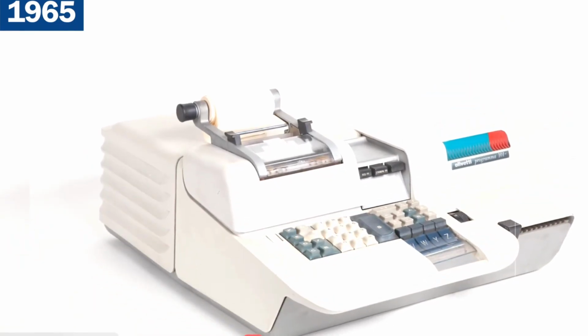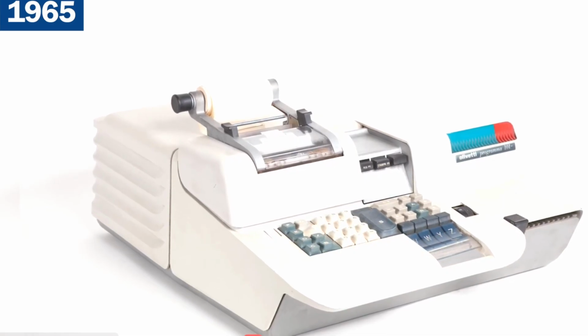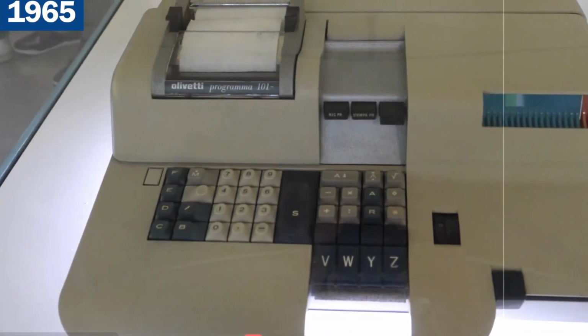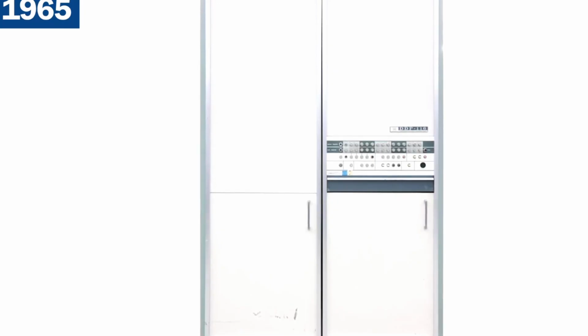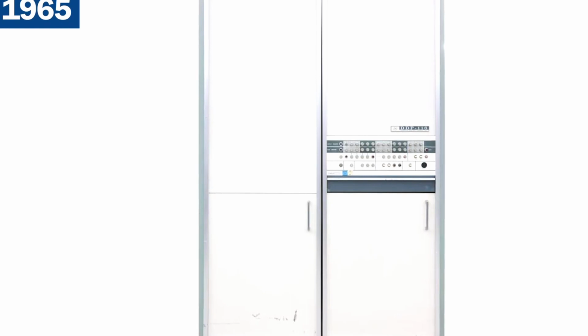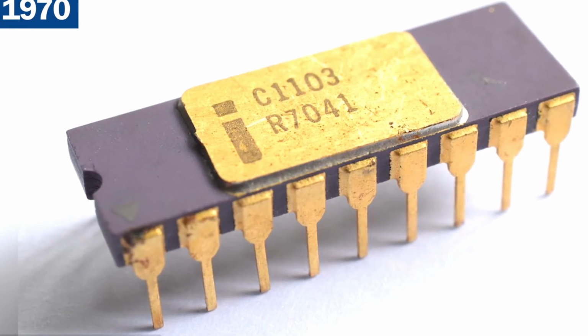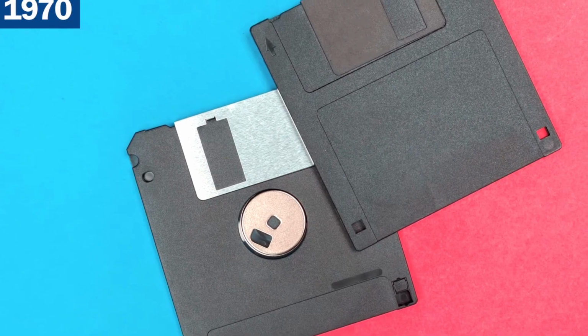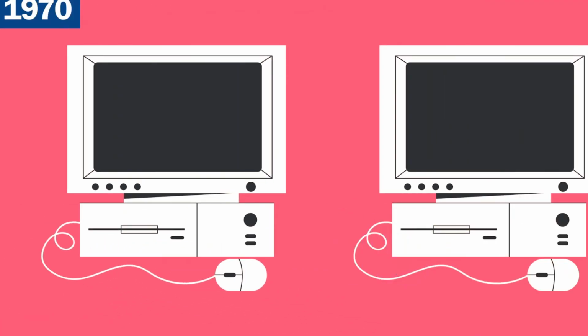By 1965, the Program 101 became the first desktop computer available to the general public, featuring 37 keys and a built-in printer. Around the same time, the world witnessed the introduction of the DDP-116, the first 16-bit commercial microcomputer. In 1970, Intel launched the Intel 1103, the first dynamic access memory chip. A year later, IBM invented the floppy disk, a revolutionary development for data sharing between computers.